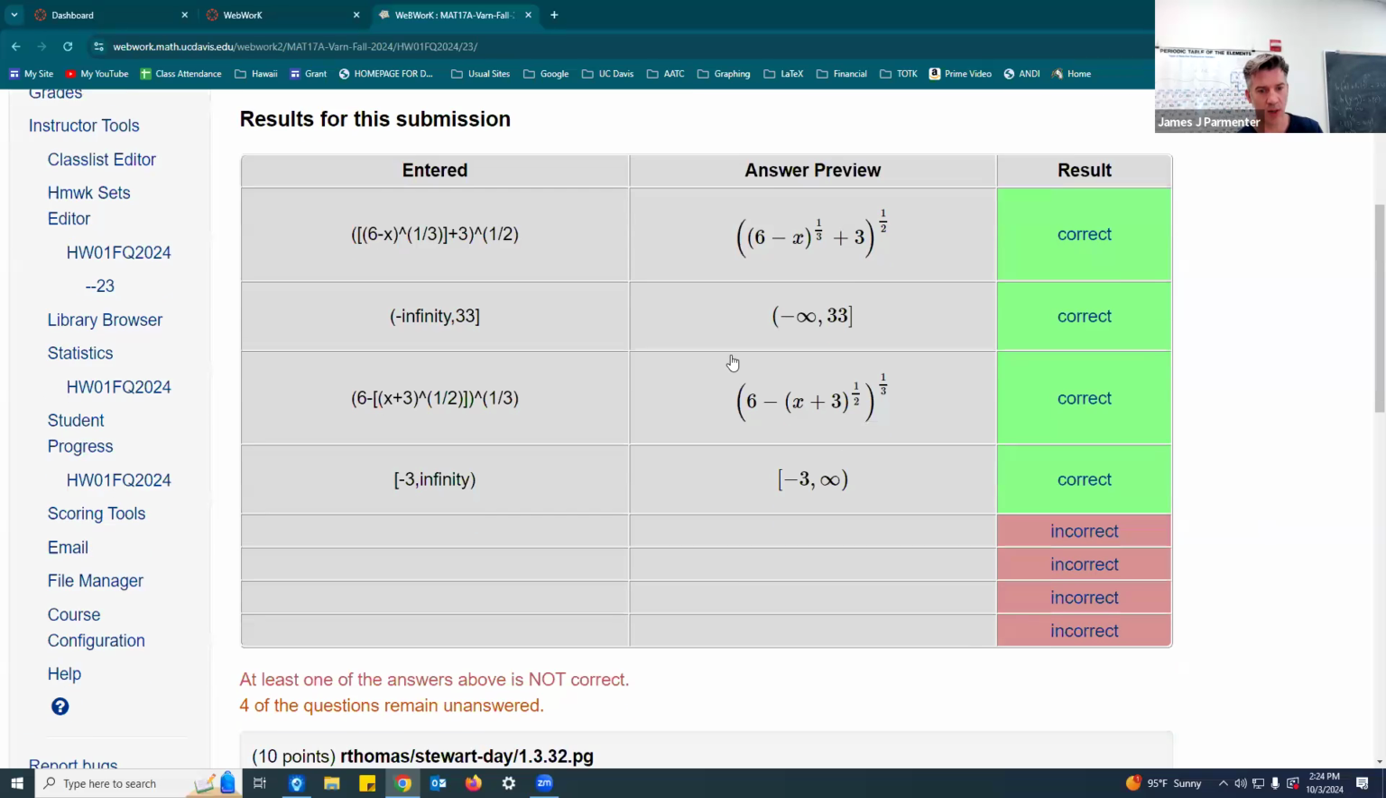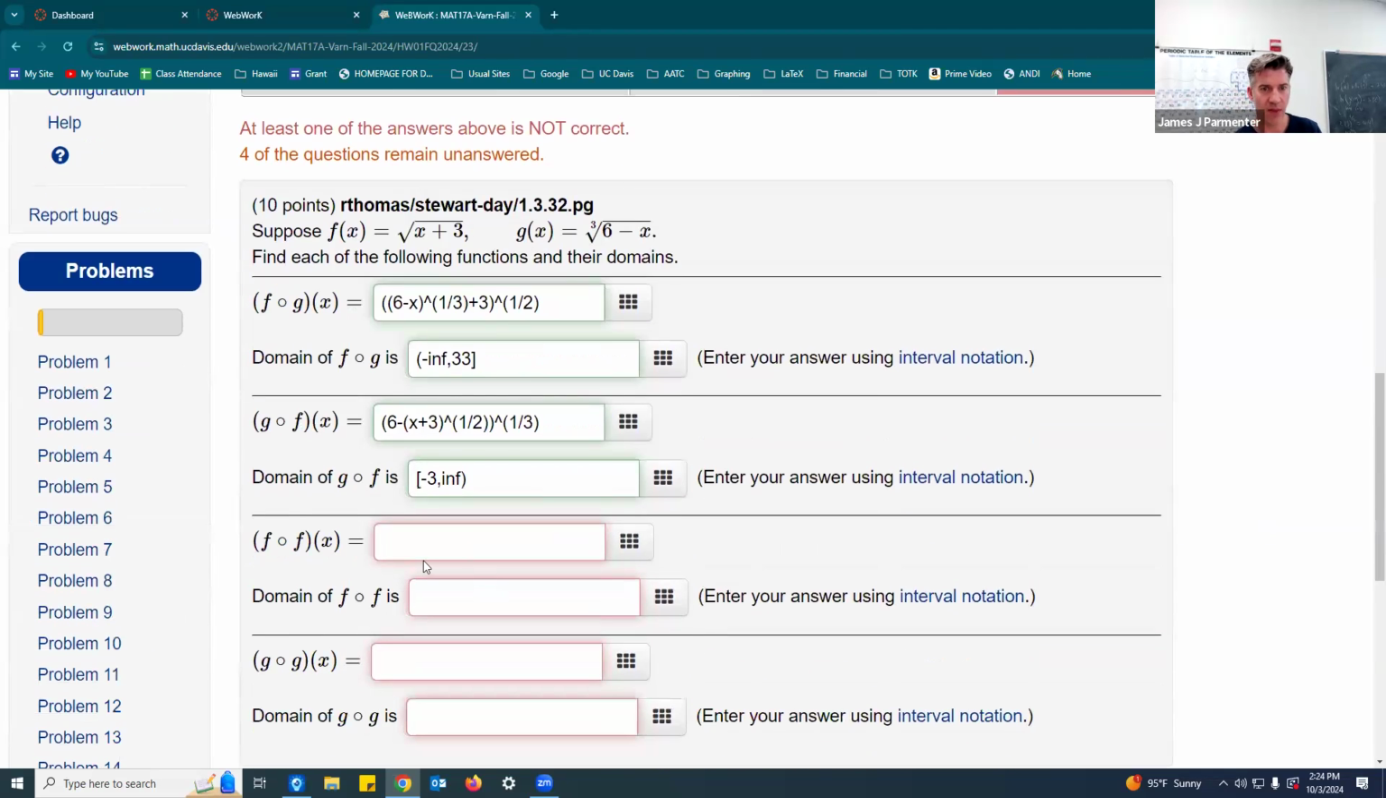I specifically want to look at F with F. I don't care about G with G. I'll point out that the domain for G with G, or G composed of G, is going to be everything, because both of the functions themselves have domain of everything. So let's look at F composed with F.